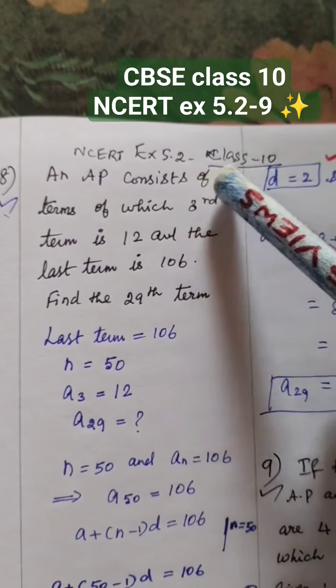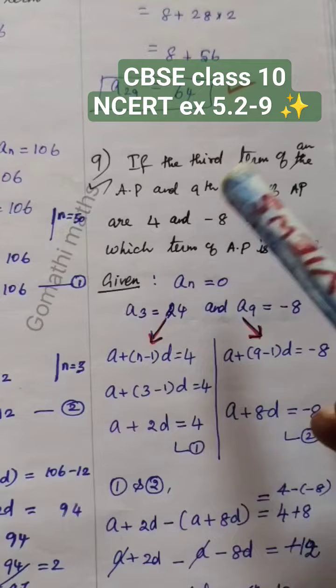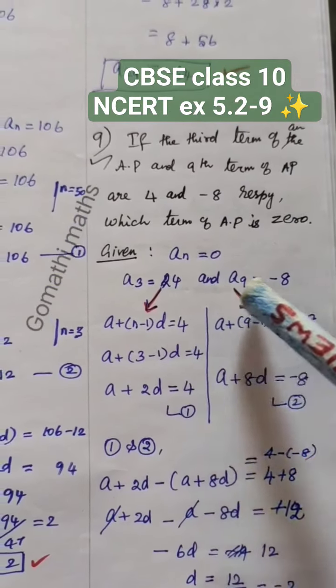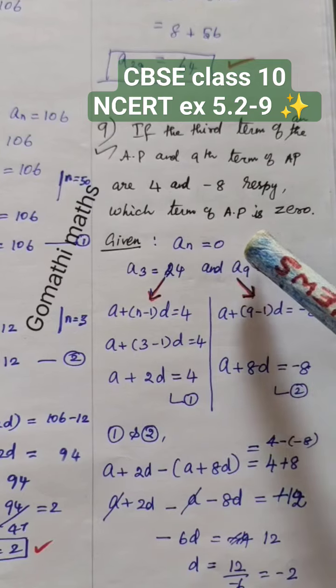Students, this is for class 10 NCERT exercise 5.2 question number 9. You are given third term and ninth term. Nth term வந்து கண்டுபிடிக்கணும் when a9 equal to 0.